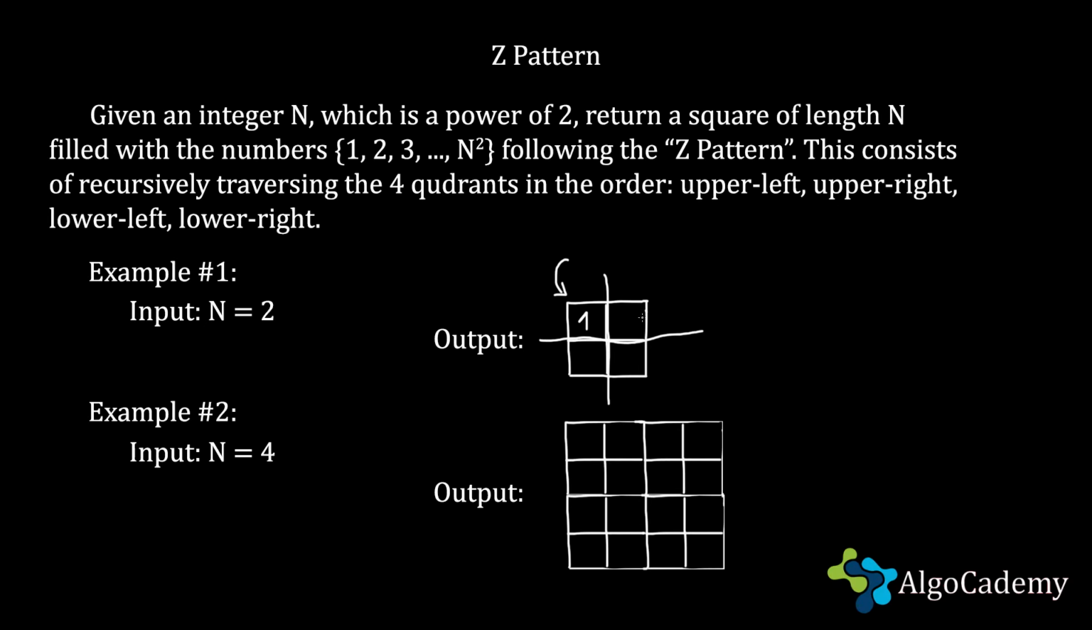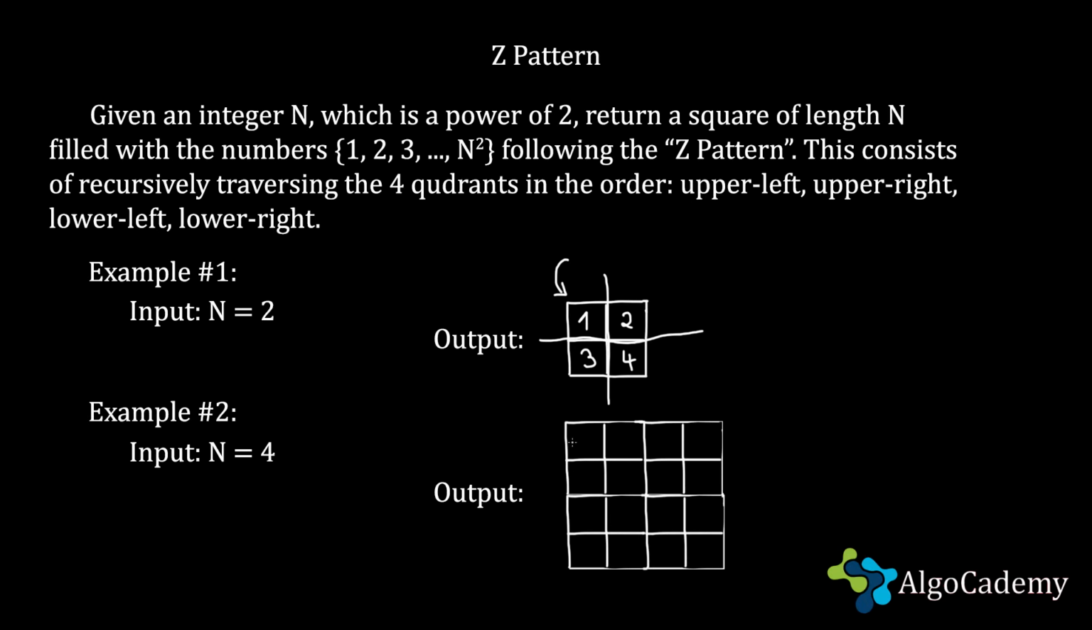Then, what is the following quadrant? Upper right. So, the next quadrant will be upper right. This one is also of length 1, so I don't need to split anything again. I'm going to write the value 2. Lower left, so the next value 3, and lower right, next value 4. And this is basically what we have to return, right? We have to return this 2-dimensional array, which consists of 1, 2, 3, 4. Awesome. Now, let's take a look at the second example, which will make more clear how the Z pattern works because it's a little bit more complex.